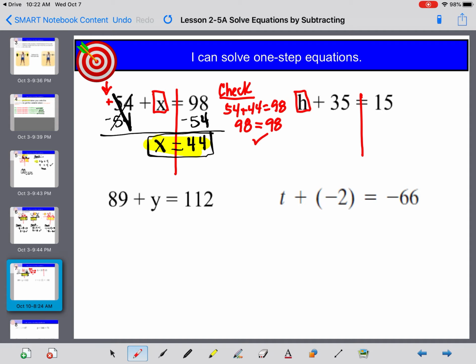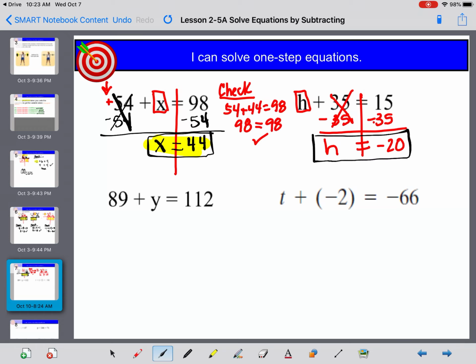I'm trying to find out the value of H. H is adding 35. So I'm going to subtract 35 from both sides of the equal sign. H is remaining on the left-hand side. 35 minus 35 is 0. My equal sign always goes on my dividing line. 15 minus 35 is -20.